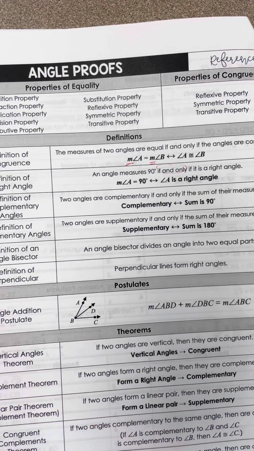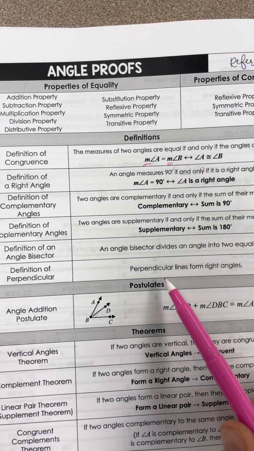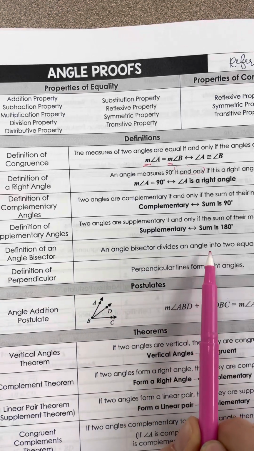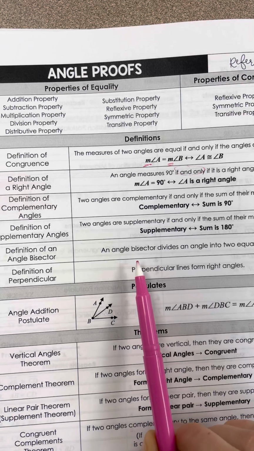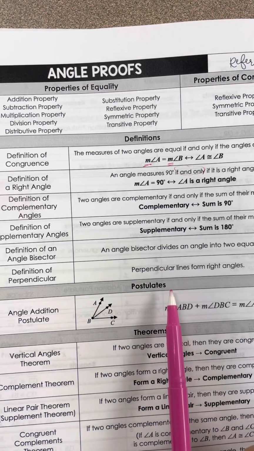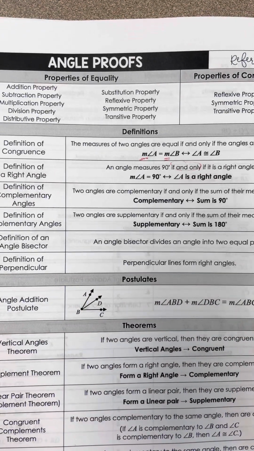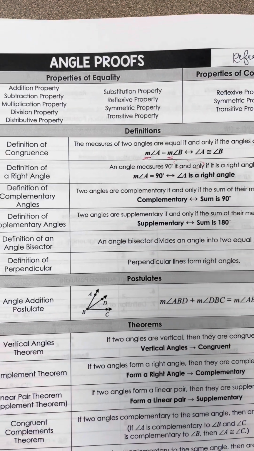Definition of an angle bisector. So remember, an angle bisector is very, very similar to a segment bisector. So what does an angle bisector do? It divides an angle into two equal parts, just like a midpoint divides a segment into two equal parts. And then definition of perpendicular is that perpendicular lines form right angles. So those are the definitions that you're going to be using in the reason column.